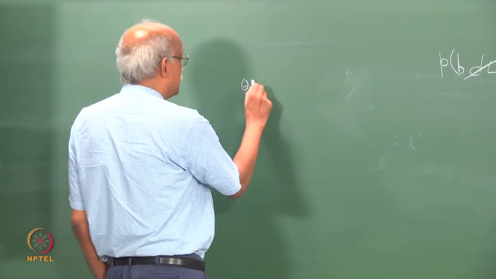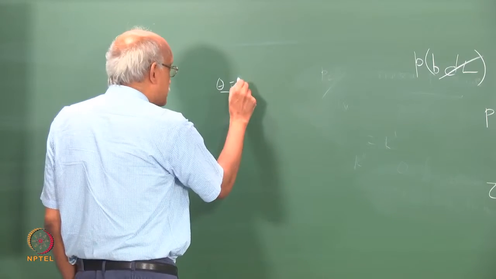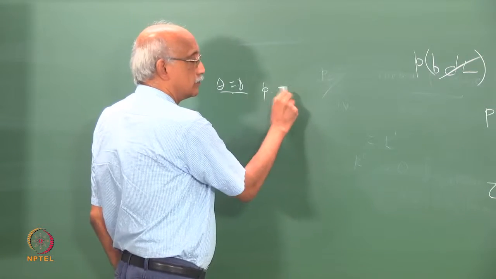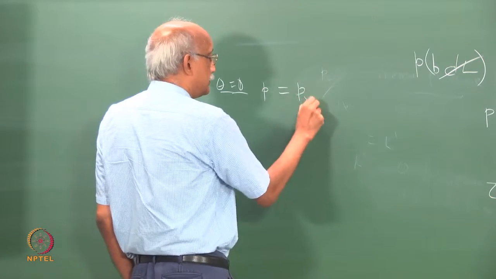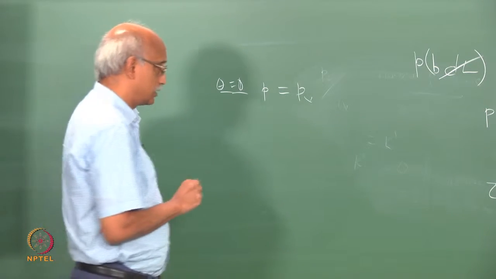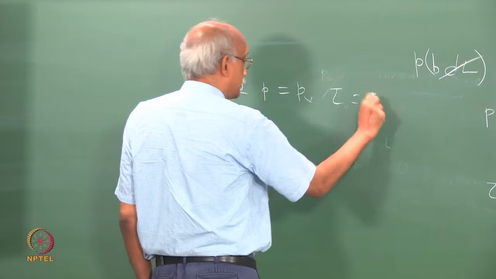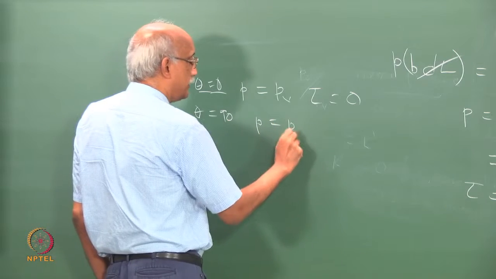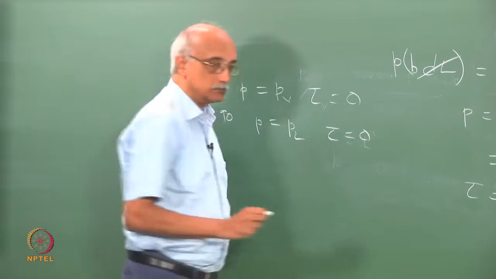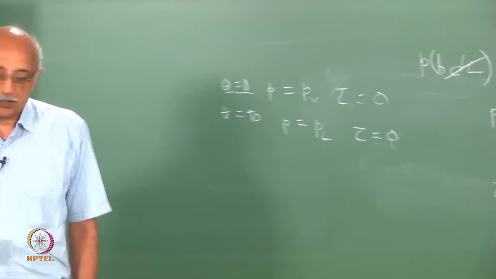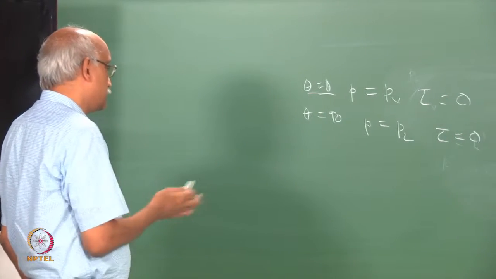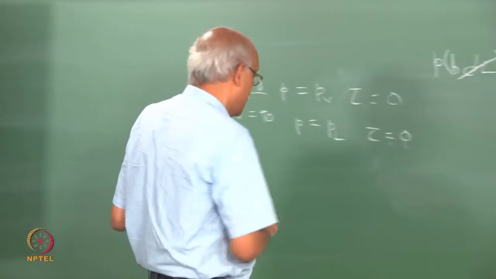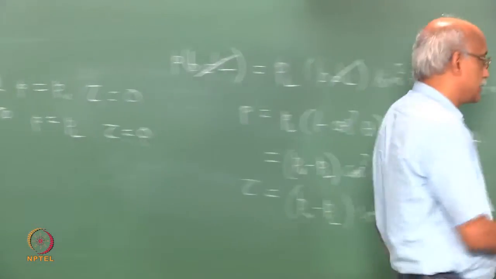So, let us take the case where theta equals 0. So, cos theta equals 1, P will be equal to PV and tau will be equal to 0. And when theta equals 90, P will be equal to PL and tau will be equal to 0. And in fact, if you calculate various values of P and tau as a function of theta and then you plot them, what you will come up with is a figure that is basically a circle.